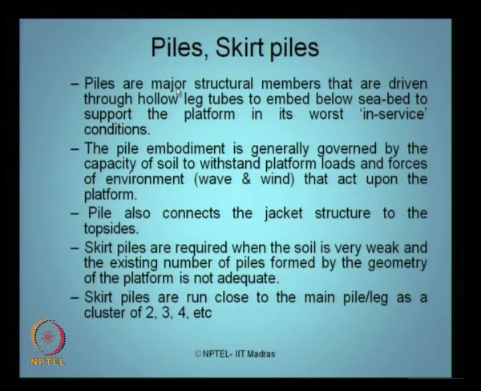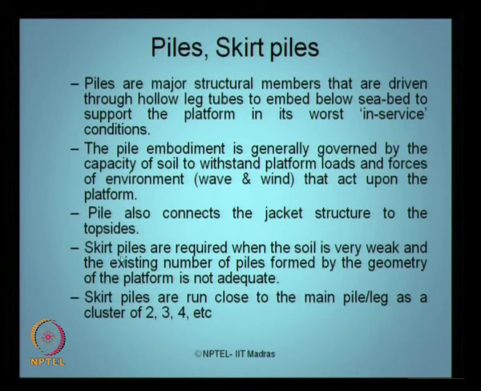Piles are one of the major structural members that are driven through the hollow leg tubes to embed the steel jackets below the seabed. The pile embodiment generally is governed by the capacity of the soil to withstand the platform loads. Pile also connects the jacket structure to the top side.